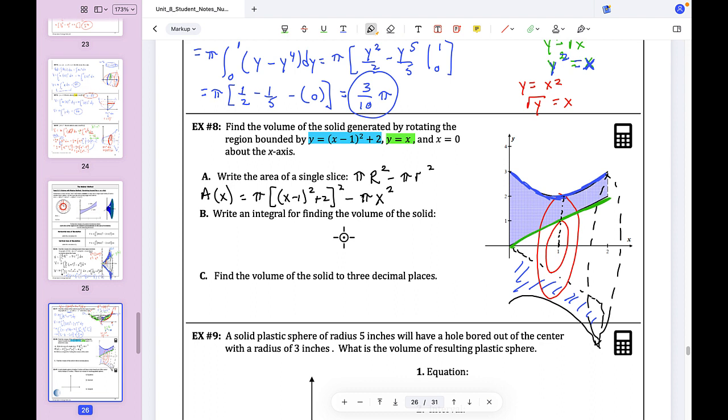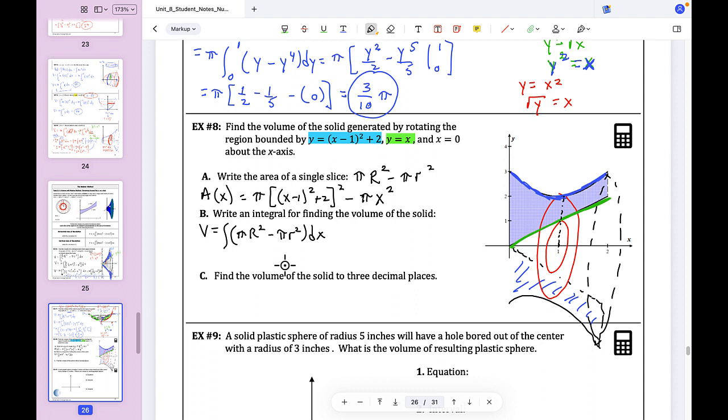Now it says write an integral for finding the volume of the solid. So we're looking for volume equals the integral of pi big R squared minus pi little r squared dx. Now we have to figure out how far we're going.